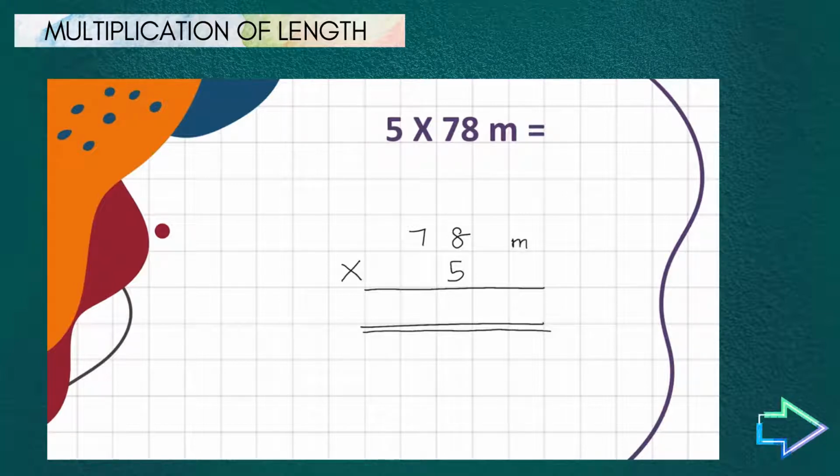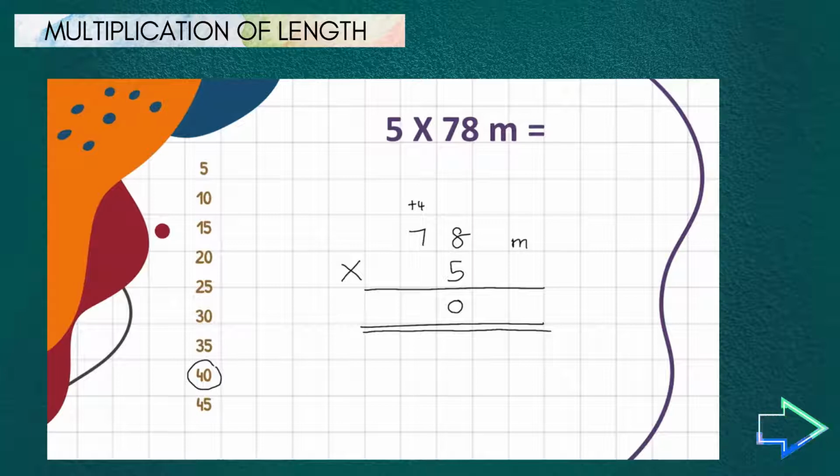Then, to get the answer for this question, we need to use times table 5. So, look at the first number at the right side, which is 8. 8 times with 5 is equal to 40. That means we need to write 0 at the bottom part and bring up 4 above the 7.